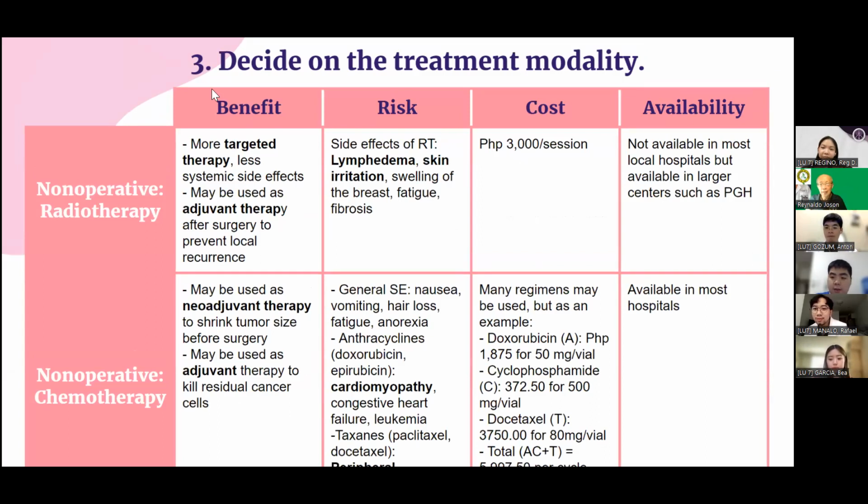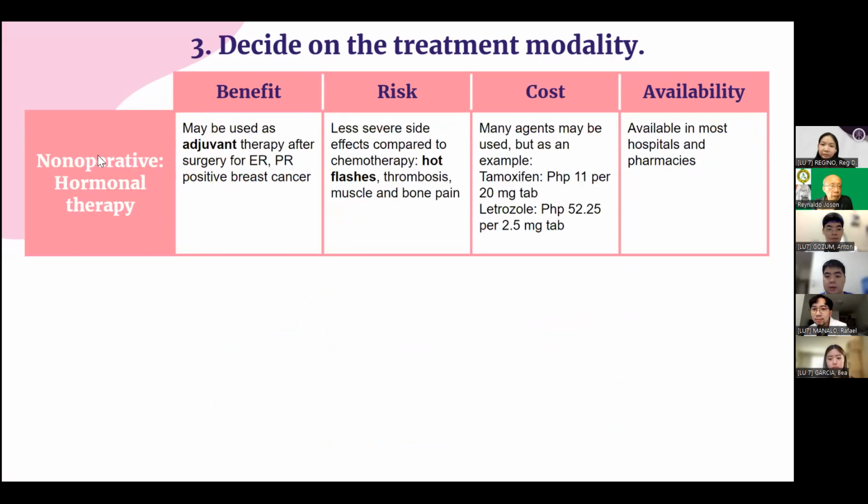Okay. So you mentioned radiotherapy, chemotherapy, and then hormonal therapy. When you say non-operative, this is the single modality? Sino nag-present ito? Yes po. Well, I looked at it, sir, as the possible adjuvant or add-on therapy, sir.